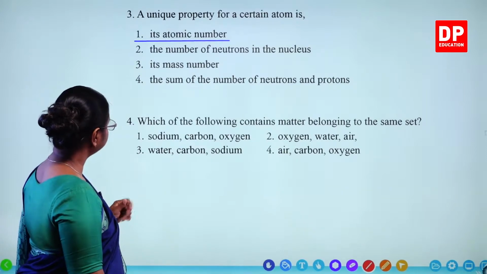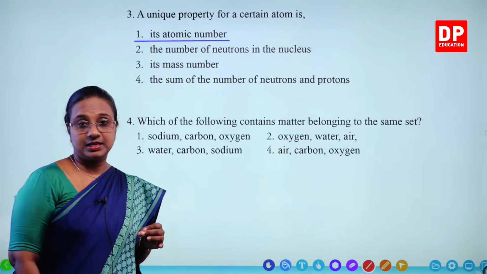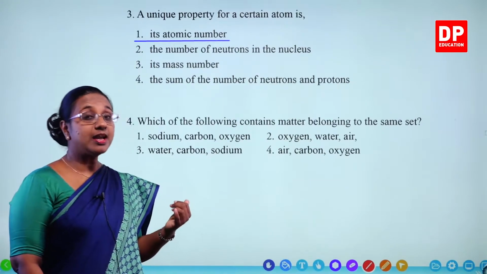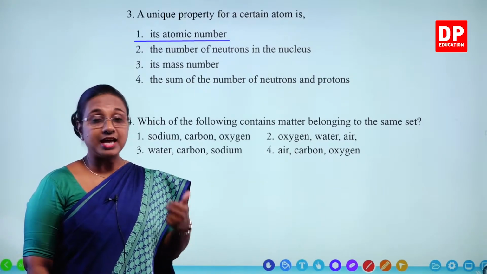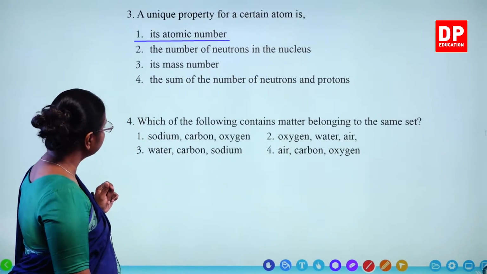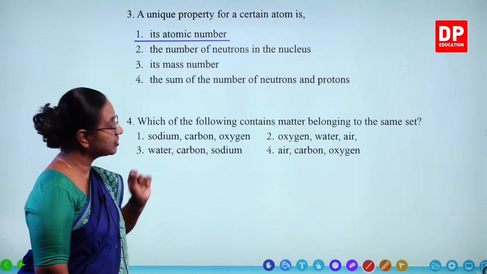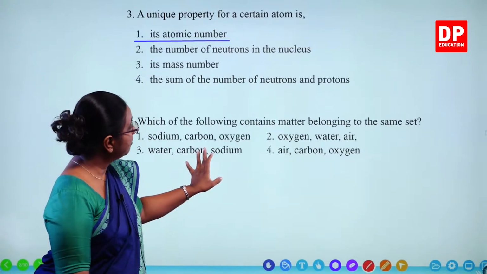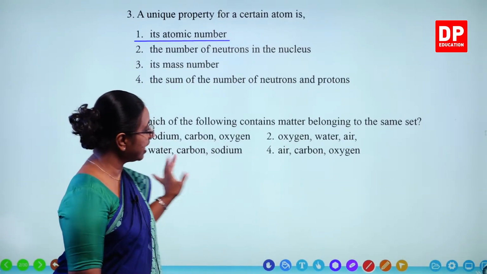Then the fourth one. Which of the following contains matter belonging to the same set? So you have to find the matter that belongs to the same set. So what are the types you all know? You all know about elements, compounds and mixtures, under mixtures, homogeneous mixtures and heterogeneous mixtures. So if we look at the first one, now sodium is an element, carbon element and oxygen element. So in this, all three are elements. So that means these are matter belonging to the same set. But we will check the other answers as well.